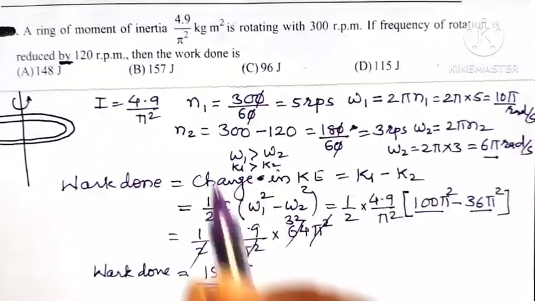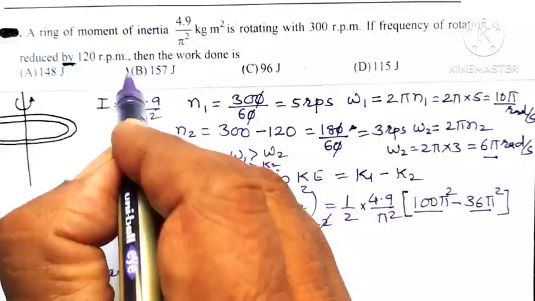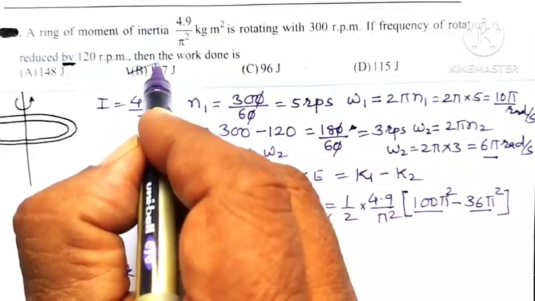So out of 4 options, which option is correct? Option B is the correct option for this question.